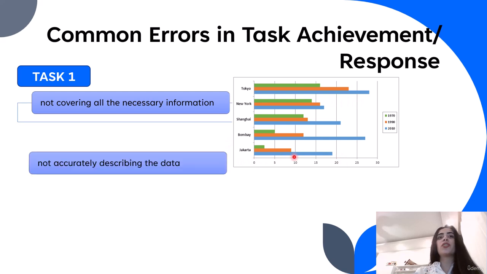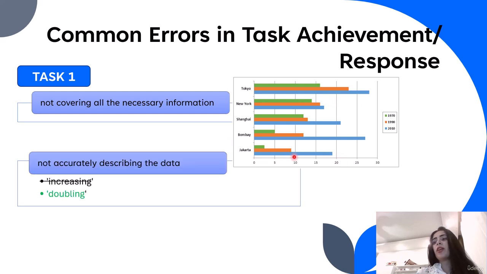Another common mistake is not accurately describing the data. For example, if the chart shows population increase from 1 million to 2 million, make sure you describe it correctly as doubling rather than just increasing.